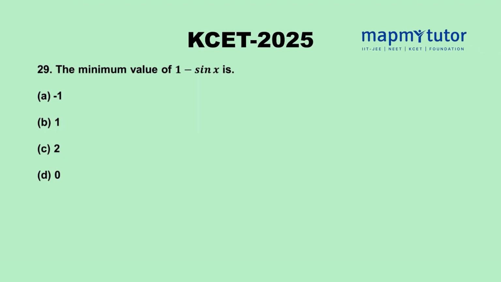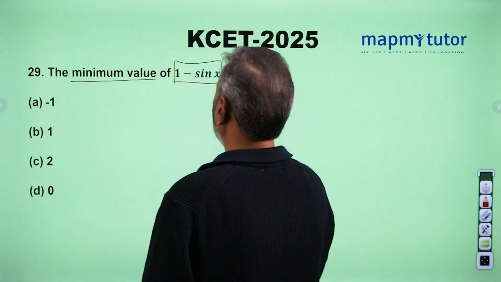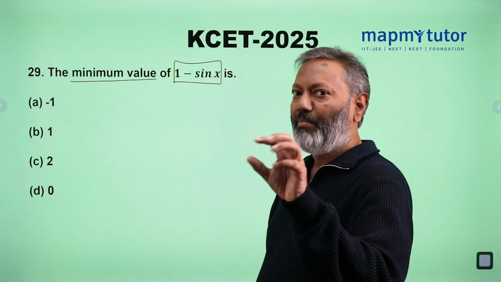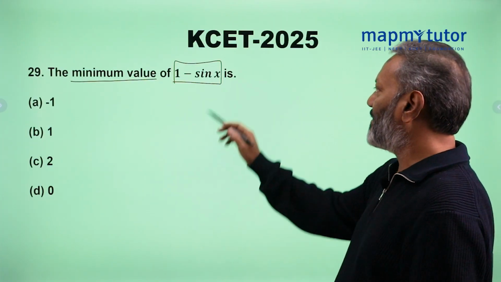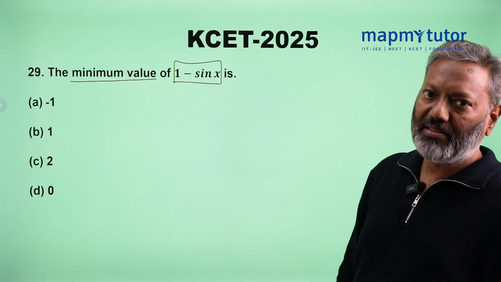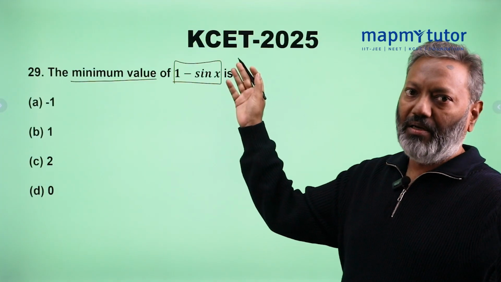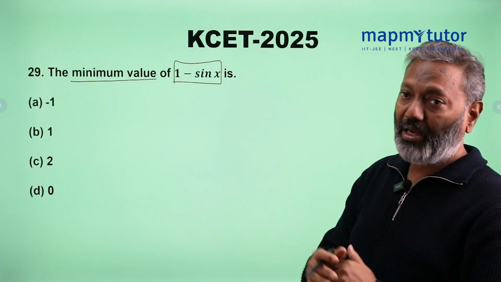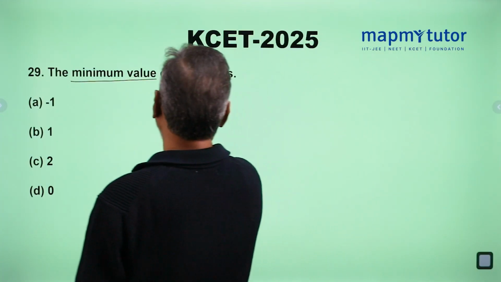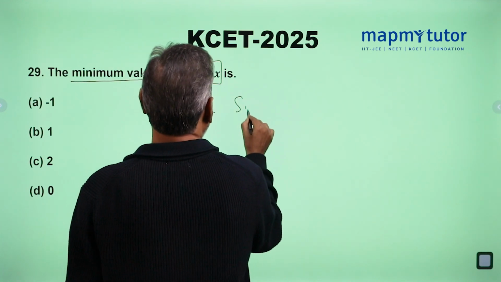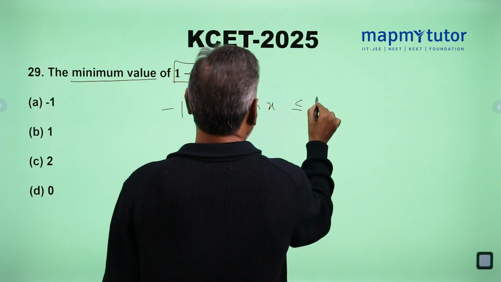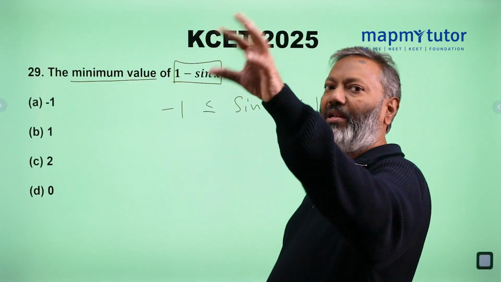The minimum value of 1 minus sin x. This is the function. Actually, it is based on maxima and minima, but since sin x is there, it is very easy for us. No need to use the application of derivatives point of view. Already we know sin x lies between -1 and 1. So, what is the maximum value of sin x?